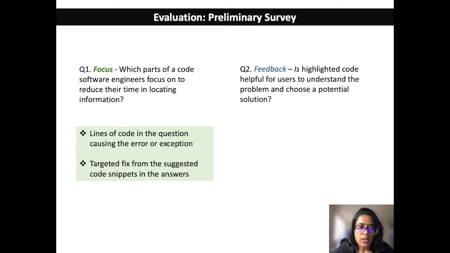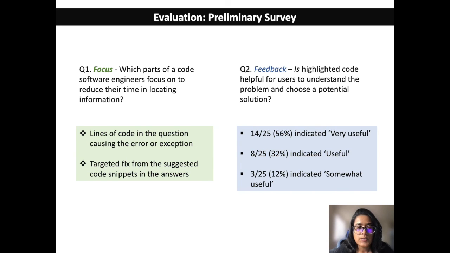For the second part of the survey, we manually annotated a set of randomly selected 100 Stack Overflow posts from our data set. Here, we provided the participants with some highlighted Stack Overflow posts and asked them if they find the highlights useful or not. Answers to that question suggest that 56% of people indicated that they found the highlights to be very useful, 32% indicated it to be useful, and 12% indicated somewhat useful.